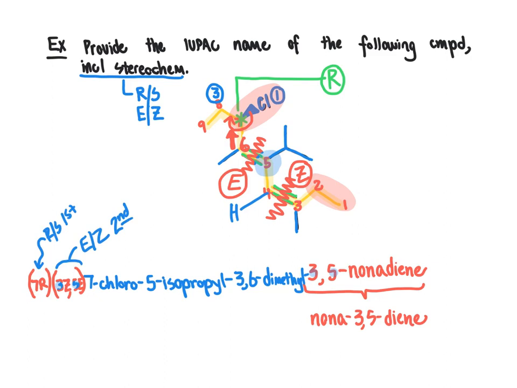So with that, hopefully now you are comfortable with assigning molecules as E or Z based on the configuration of the alkene group, and are comfortable incorporating that terminology into the IUPAC names for molecules.